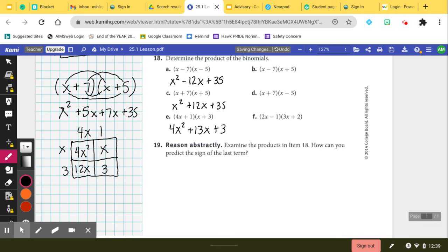If you want to pause the video here and try B, D, and F, please do that. I'm going to pause the video, add in the answers, and then you can check your work. Make sure you pause it if you're going to do them on your own.